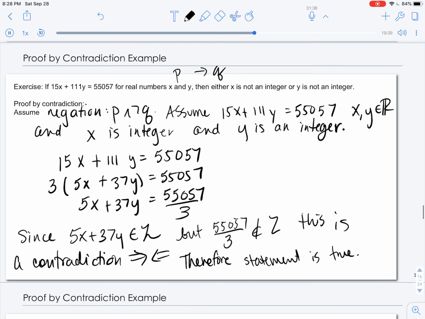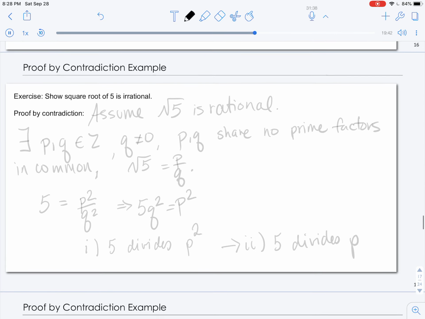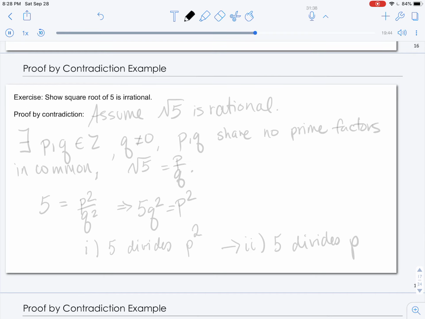Let's look at one more example of proof by contradiction. We will show that the square root of 5 is irrational. To begin the proof, we have to assume the negation of this statement. So we will assume that the square root of 5 is rational.